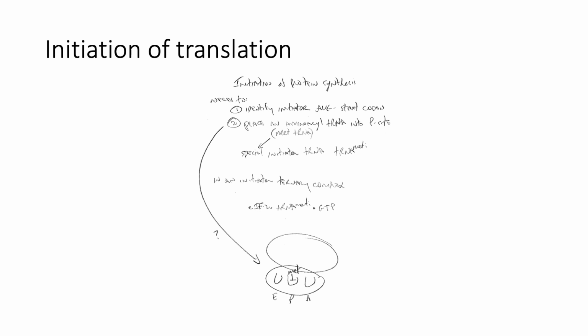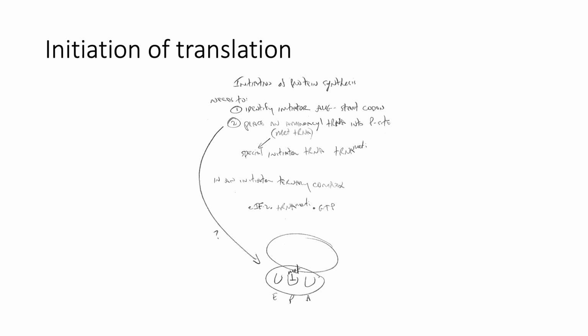The second thing is that it also comes in with a ternary complex. So it's an initiator ternary complex. It's different than the elongation ternary complex. It's a transfer RNA methionine, the initiator, with GTP, along with another protein factor called EIF2, which stands for eukaryotic initiation factor 2.